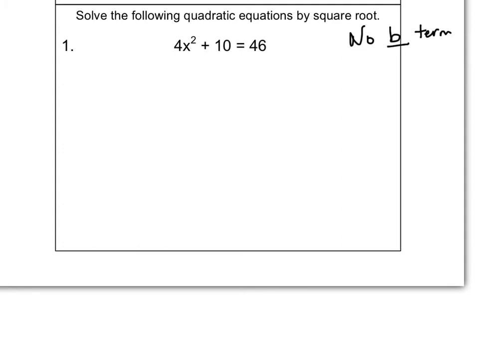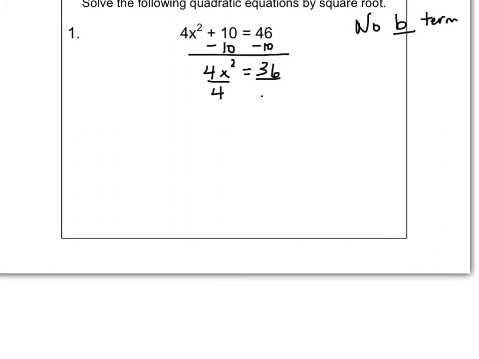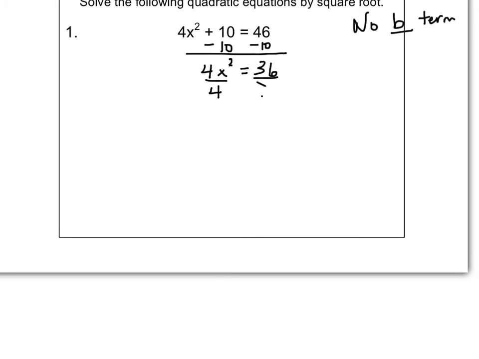So because there's no middle term, I'm going to go ahead and get x squared by itself. So I'm going to subtract 10 from each side. I want to get x squared by itself, so 4x squared equals 36. Get that x squared term by itself, so divide by 4 on each side here. Okay? And I get x squared equals 9.